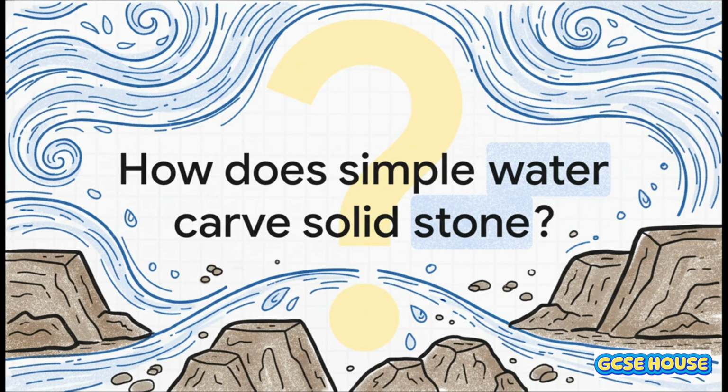And really, it all boils down to this one simple question, right? How does something as basic as water manage to carve solid stone? I mean, it's a process that has shaped our entire planet for millennia. So yeah, how does it all work?